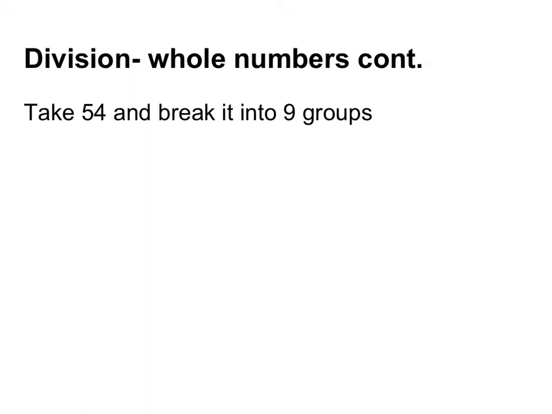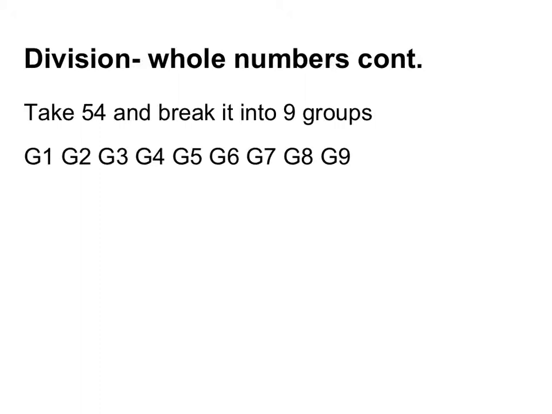Another way to think about this is to take 54 and to break it into 9 groups. So here is one of the methods that I use to keep track of this. I use G to stand for group. I know, creative, right? So I have group 1, group 2, group 3, group 4, group 5, group 6, group 7, group 8, and group 9. And now I'm going to take 54 and I'm going to pass it out to each of those groups.